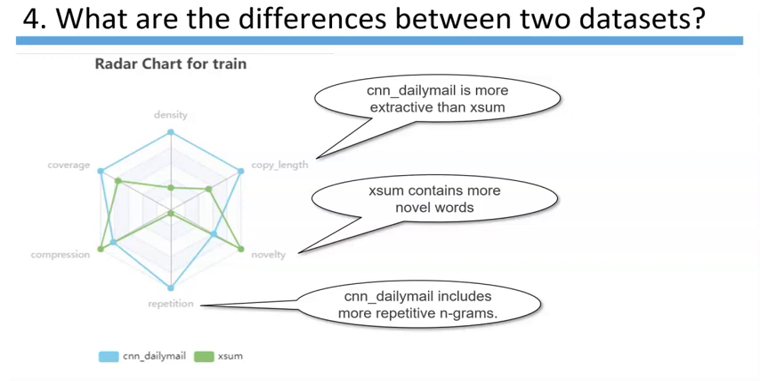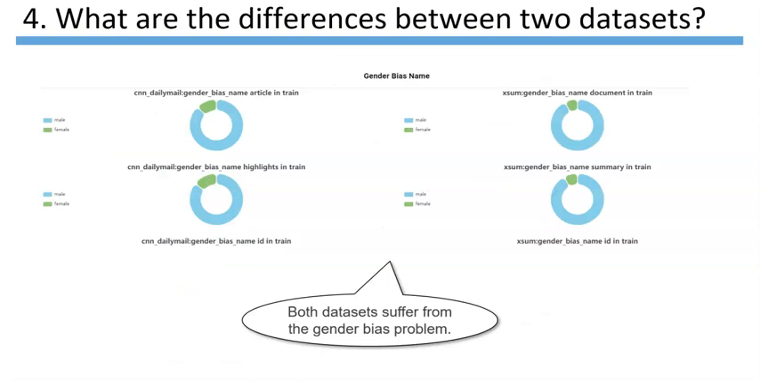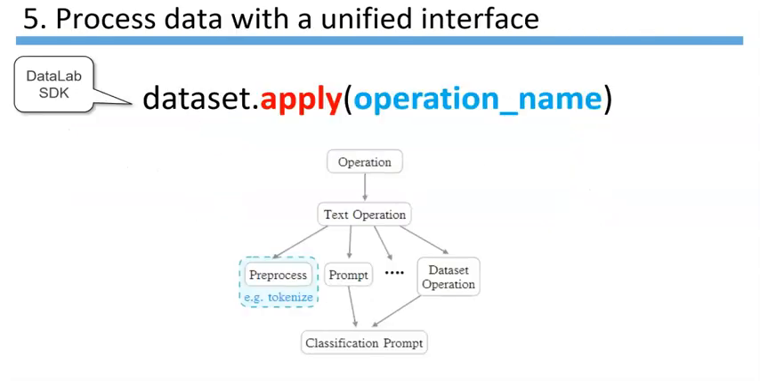So for example, Daily Mail is more extractive than the second dataset, XSum, and XSum contains more novel words. From this type of information, we can figure out how to design a better system. So yeah, DataLab also provides some gender bias analysis.